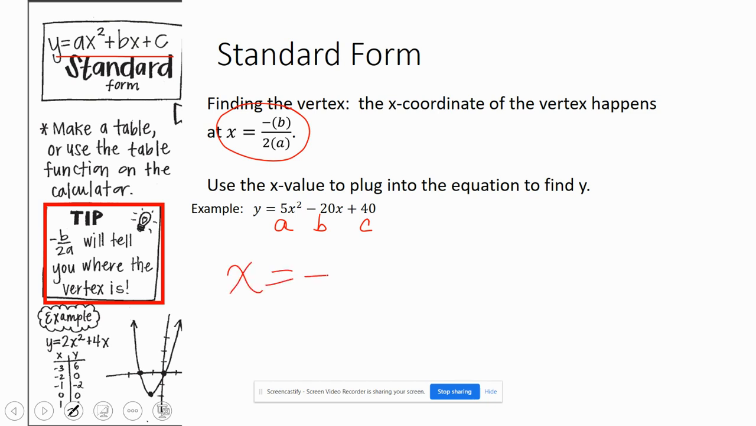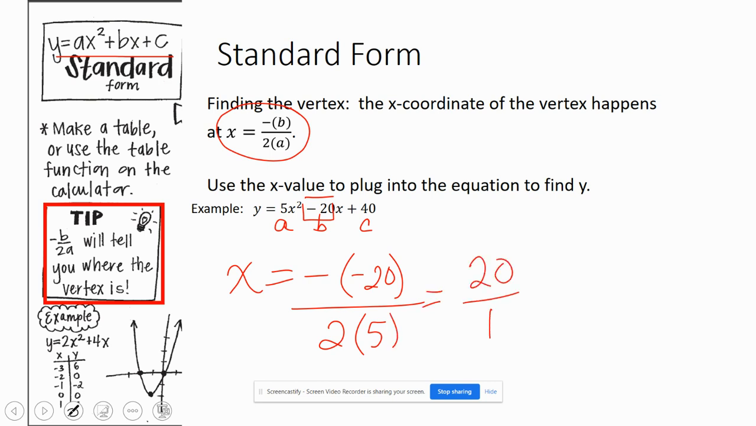So x equals negative b, and b is negative 20, over 2 times a, 5. So 20 over 10, remember a fraction means division, so 20 divided by 10 is 2. So the axis of symmetry happens at x equals 2.